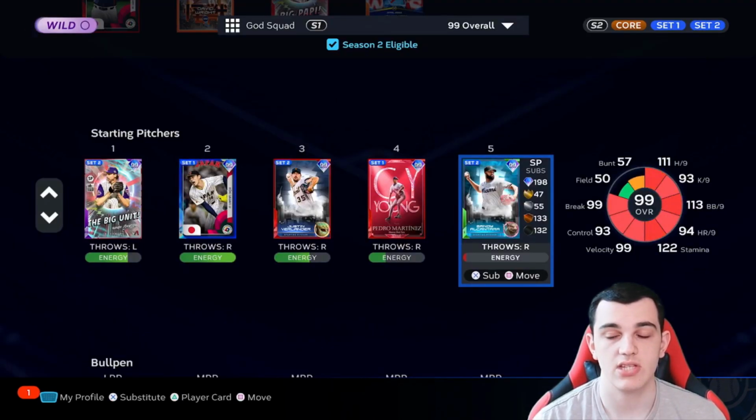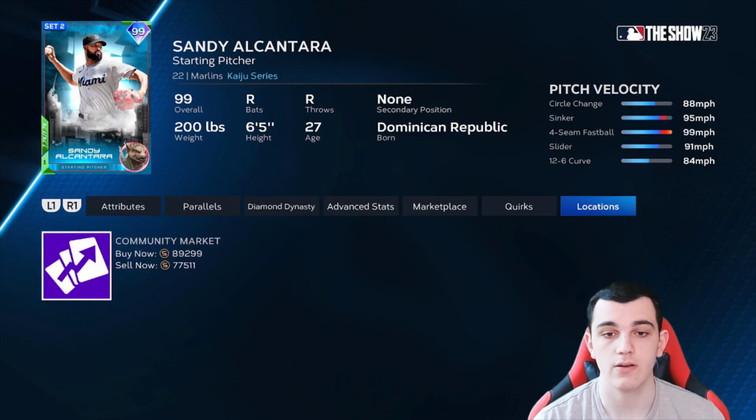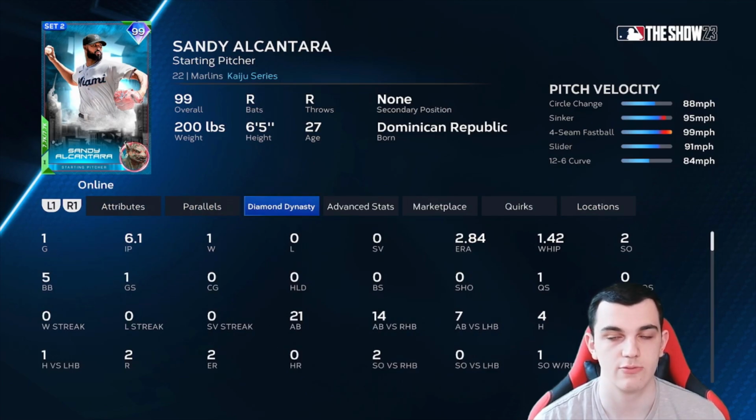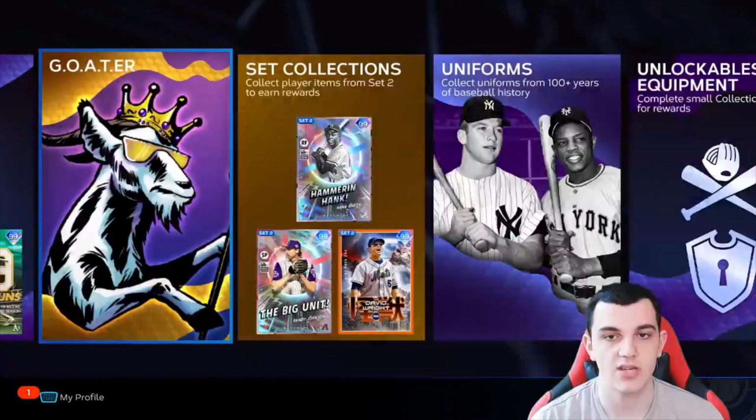Another example is with this Sandy Alcantara. I've always wanted this card, and then he was in one of the flash sales. I snagged him for around 50K, and he's already back up to 89K, and I just threw him through a ranked seasons game and he did very well. But for example, those Kaiju series cards were in the flash sale.